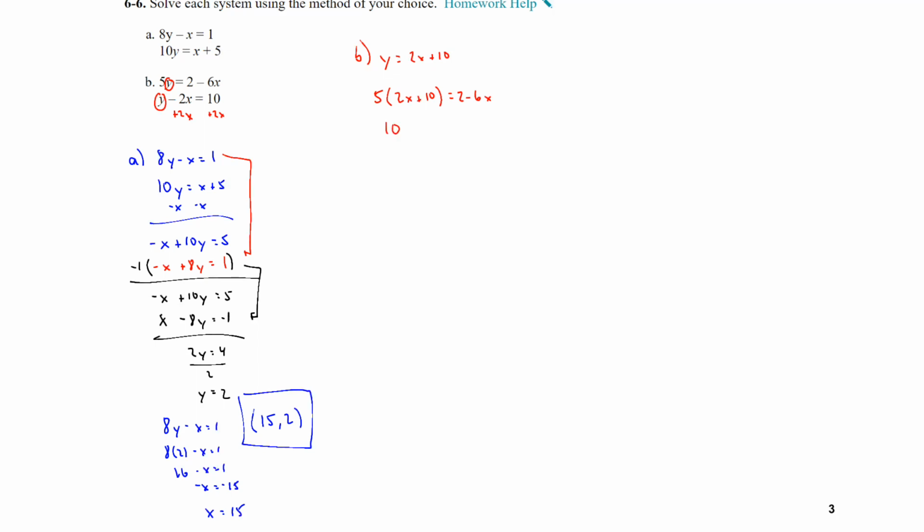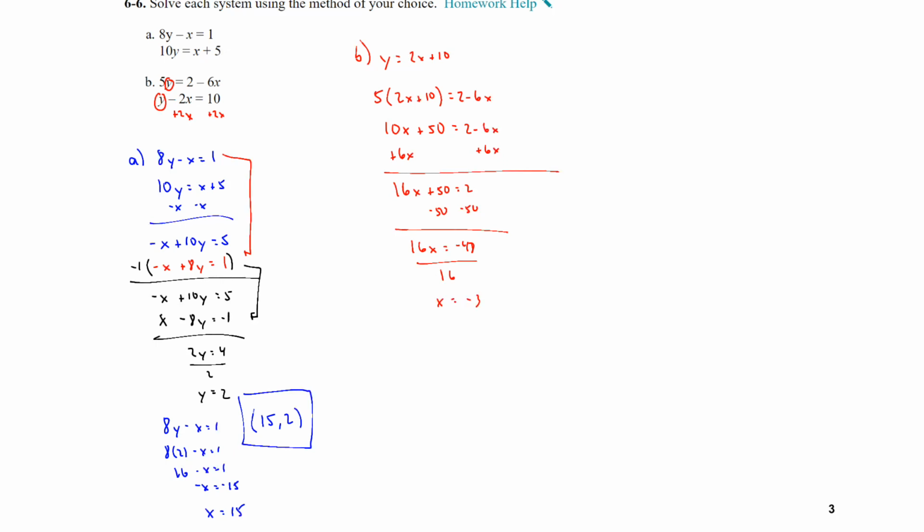Now, it doesn't matter which method you use. I just wanted to make sure that you saw both of them in this video. So I distributed the 5. Now we get the variable term on the same side by adding 6x. 16x plus 50 equals 2. I'm going to subtract 50 from both sides. So 16x is equal to negative 48. Divide by 16, and x is equal to negative 3.